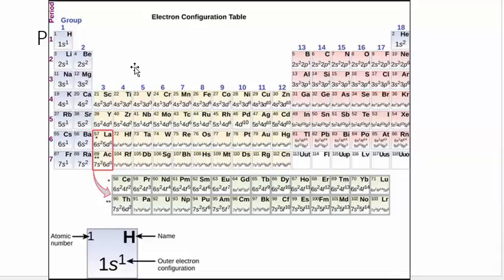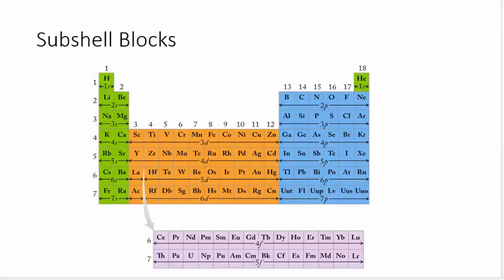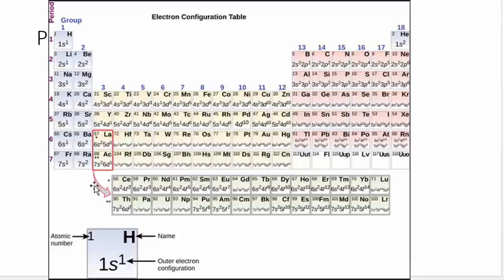And since the D subshell can accommodate 10 electrons, in the D block there are 10 columns. So this block that we typically call the transition metals is known as the D block. Now down here where we see the actinides and the lanthanides, this is where the F block is being filled. And since the F subshell can accommodate 14 electrons, there are 14 columns here.